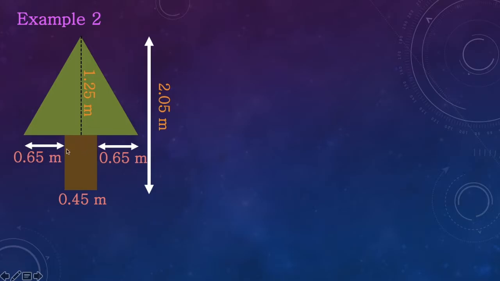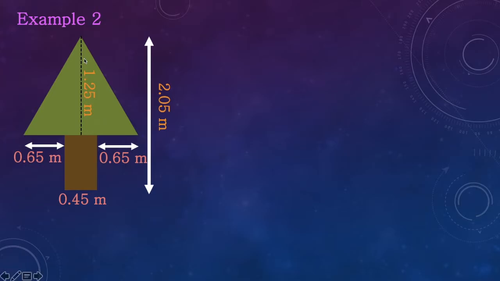So you'll notice that this section from this point to this edge is 0.65 meters, and we have the same thing on the other side. And then this, I guess the tree trunk here, the width would be 0.45 meters. Okay, so if we add all of this together, we would get the actual base of my triangle. So that's where we're going to find our base.